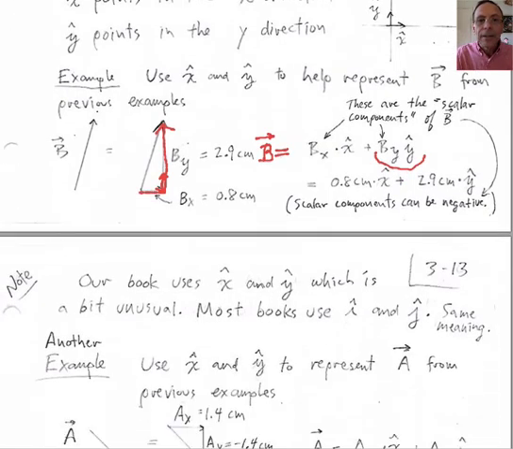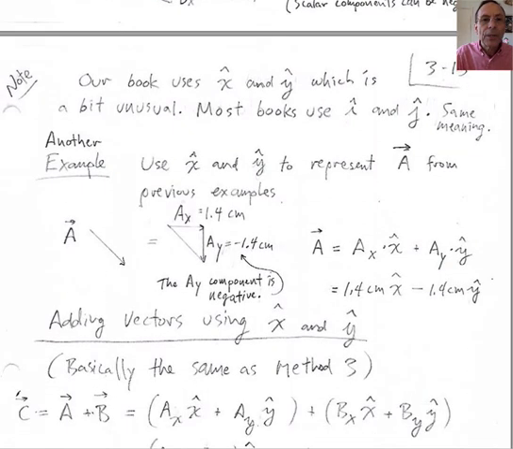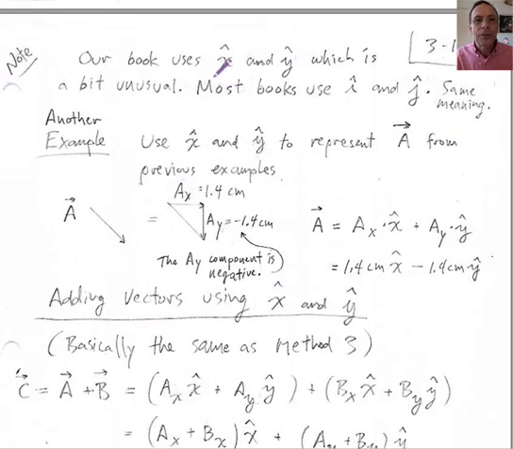All right. Now, a little note. Our book uses the notation x hat and y hat, and that's fine. But most other books use i hat and j hat. So historically, this is the notation that physics books have used. Our physics book, which is really pretty good, decided to use x hat and y hat. It's more logical, but it is different from the other physics books.